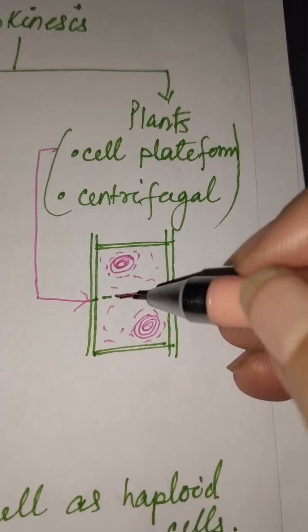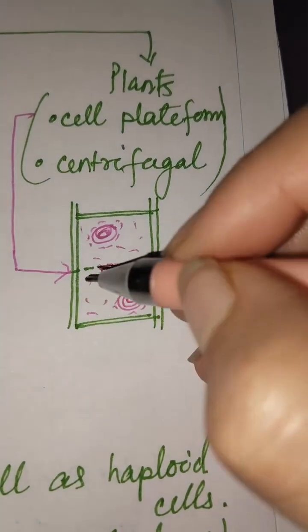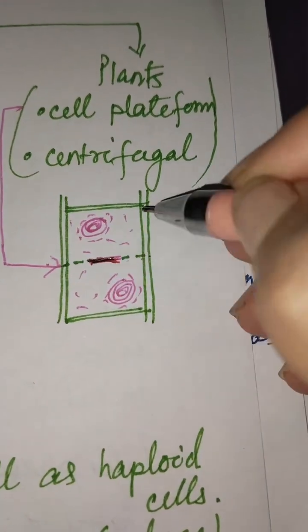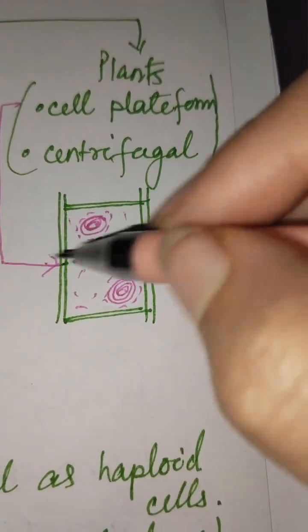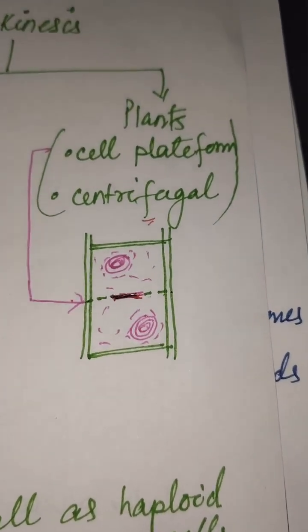Similarly, in case of plants, what happens? The cell plate is formed here. The pink color line, the cell plate, is formed here. This moves outwards towards the cell wall. So as it is moving outwards, it is centrifugal type of cytokinesis or cell division. Fine.